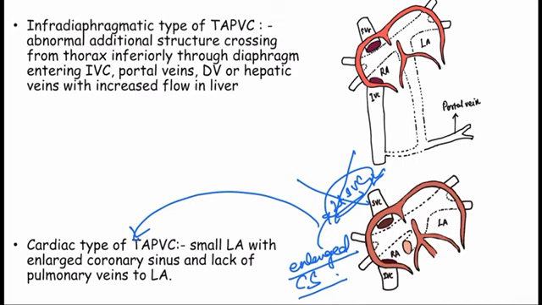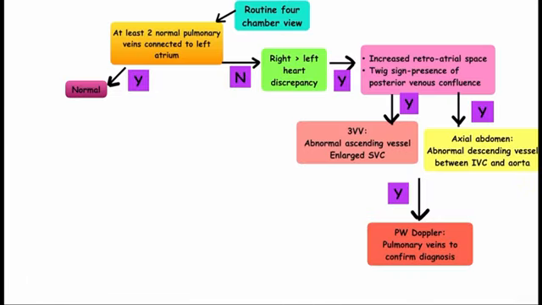Okay. Next, coming to the infradiaphragmatic type of TAPVC, we saw that the structure crosses from the thorax inferiorly through the diaphragm. It can enter the IVC, portal veins, DV, or hepatic veins. Now, let us see what all we have seen. We can just have a look at the overall view of what we have seen so far.